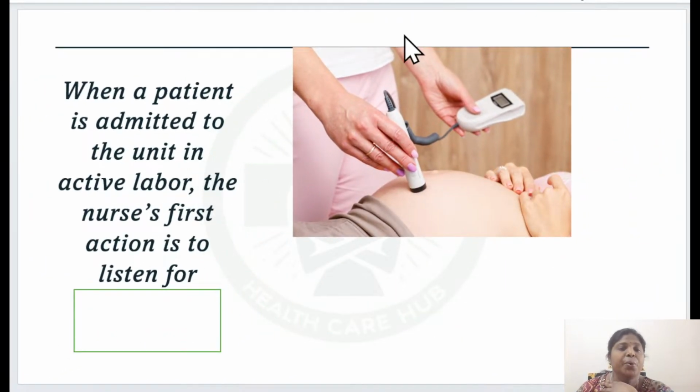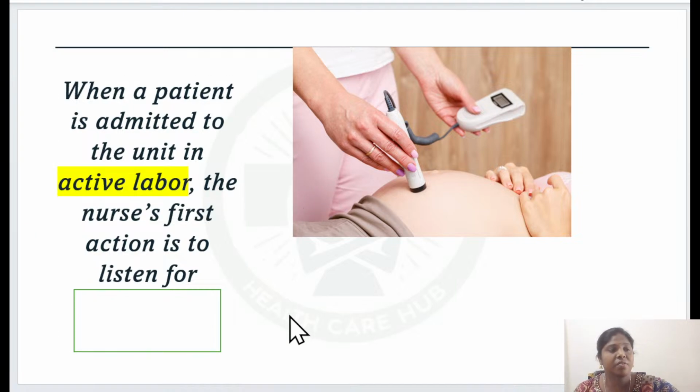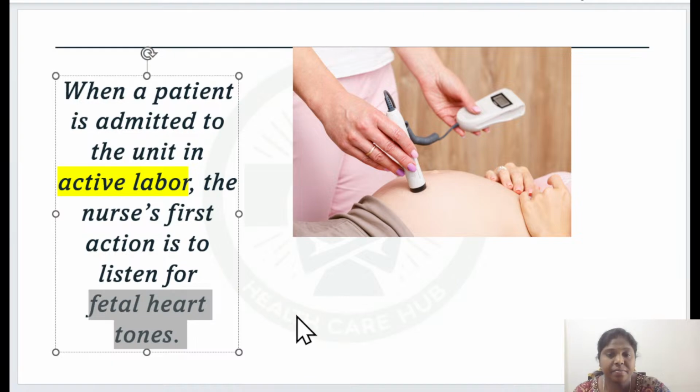When a patient is admitted to the unit in active labor, the nurse's first action is to listen for what? When you are receiving a mother in the stage of active labor, as soon as you receive her, what are we supposed to listen for? Yes, we are going to listen for the fetal heart rate. Deepthi, Deepak and Vijayalakshmi, yes, the fetal heart rate.